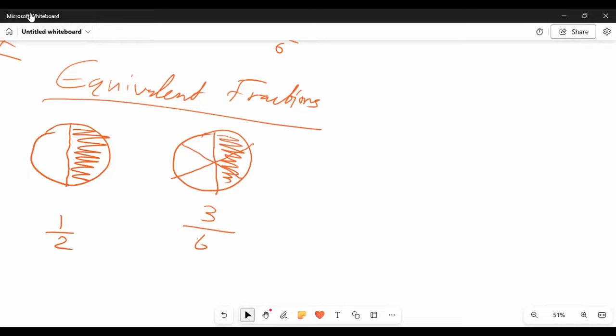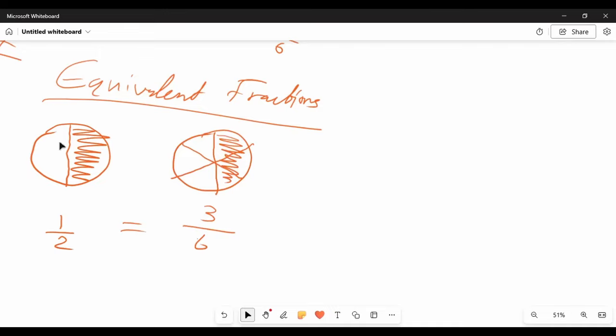Actually, both have given me the same amount, isn't it? So this is simply equivalent fractions. Are you all clear with this? So representing the same thing, but in different numbers. Actually, both are the same. It's something like this.